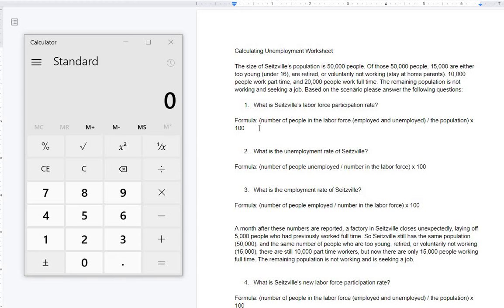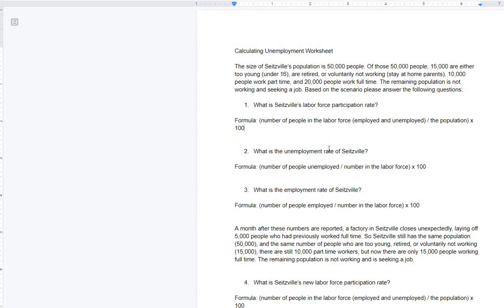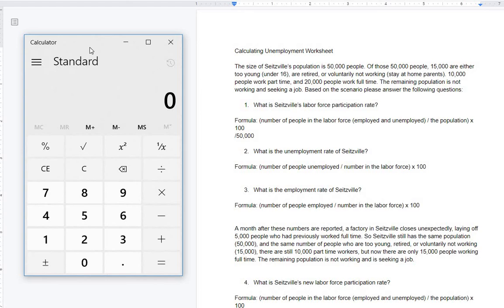Now the formula that I meant to put is the number of people in the labor force, employed and unemployed, divided by the population. Okay, so we know that the population is 50,000. So we know it's going to be on the bottom of our formula. Now what we have to do is figure out the size of the labor force. So we know of the 50,000, 15,000 people are not in the labor force.